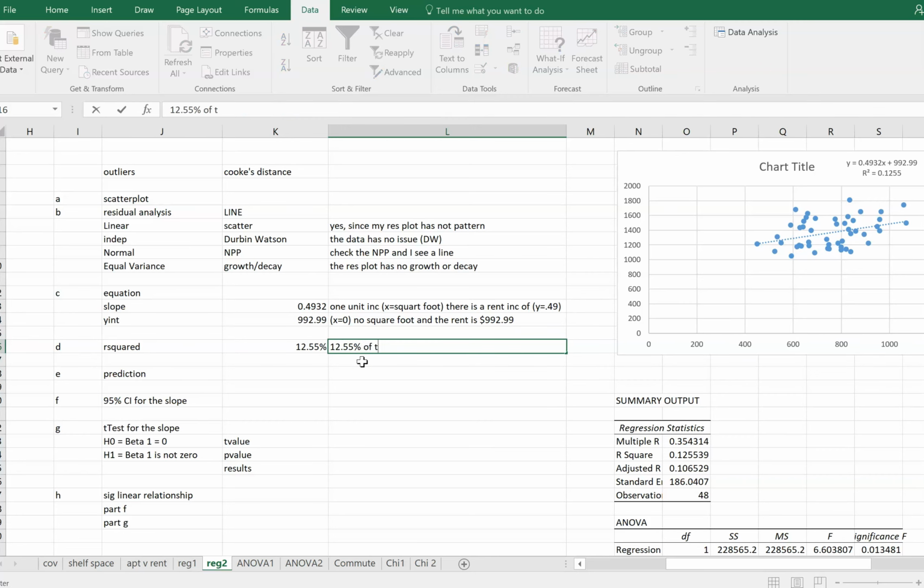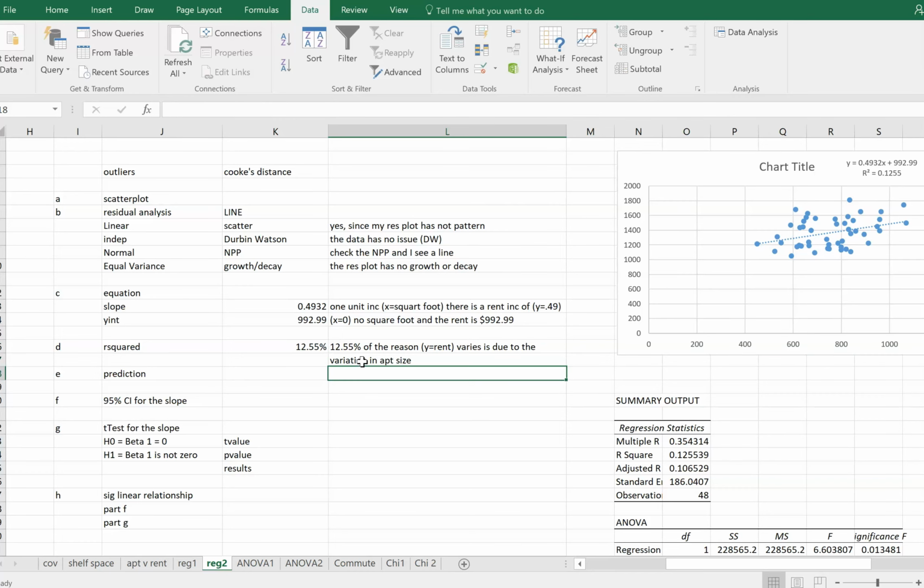12.55% of the reason y, whatever y is, in this case, what is y? Y is the rent, varies. So I'm giving you a big reason, 12.55% of the reason y varies is due to the variation in apartment size. I'm actually kind of amazed by this. I only have 12.55% of the reason. I'm actually very amazed by this.